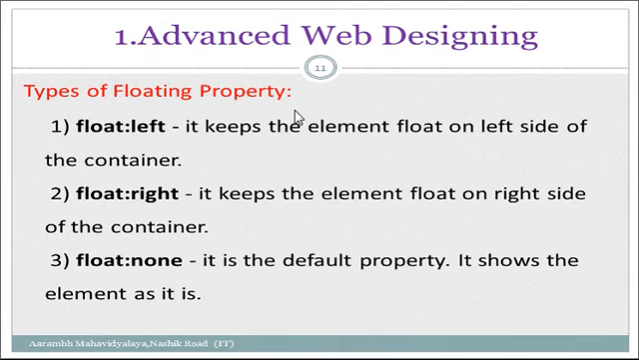Now types of floating properties. First one is the left, that means elements will float from the left side of the container, that is the window. Second one is the float right. Here elements will float from the right side of the window. And third one is the none, that means that element will not take any effect, it will take its default position.